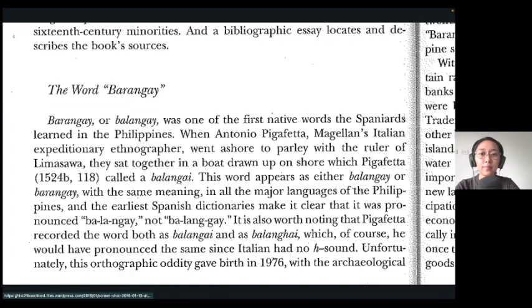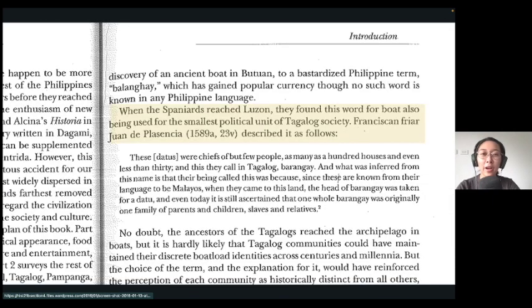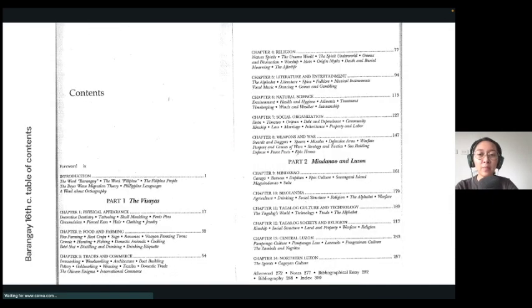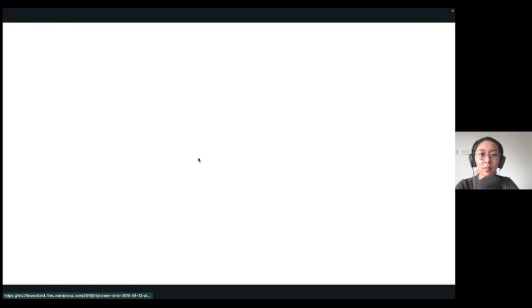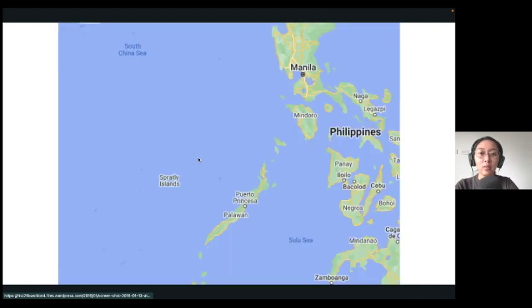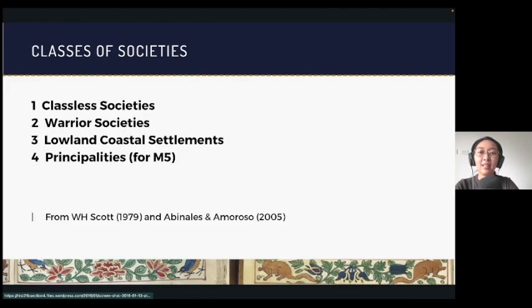Now, here is an excerpt from his book Barangay, where he describes where he got the term barangay. Here is a preview into his table of contents, and how wide the information he was able to glean from the parchment curtain were, diba? So ito yung mga nahanap niya. Now, we can't go through these today, but what we can do is look at the classes of societies that Scott identifies.